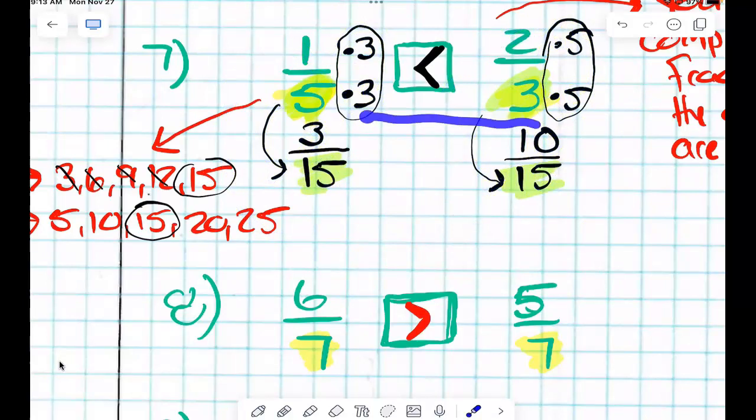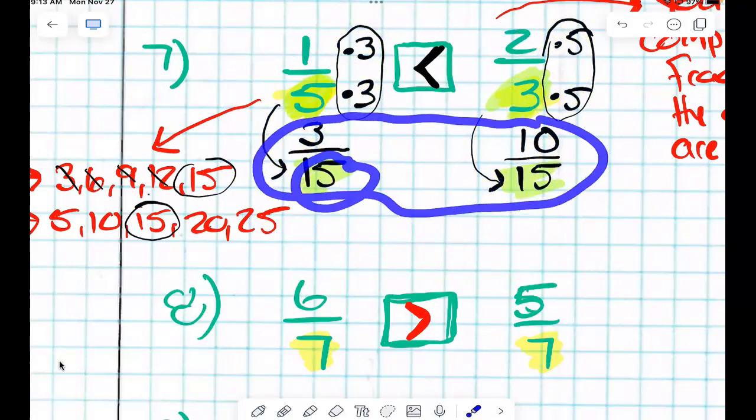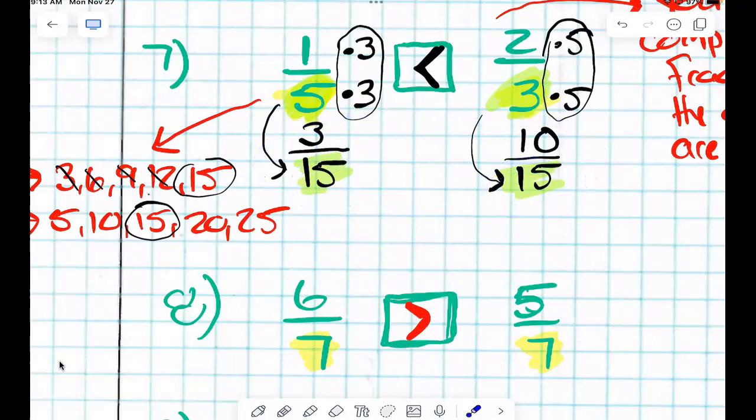So when we look at our bottom fraction now, we have the same denominators. What's bigger, 10/15 or 3/15? 10/15 is bigger. Yes. Therefore, 2/3 is going to be greater than 1/5, right? We feel good about that?